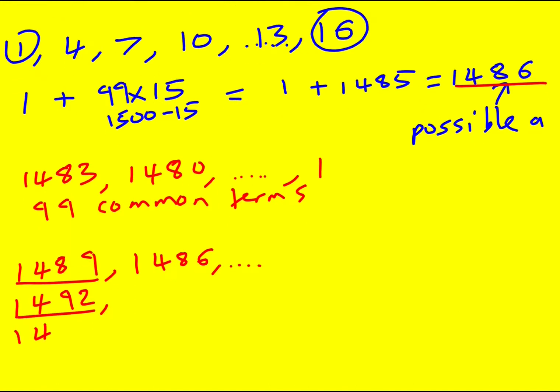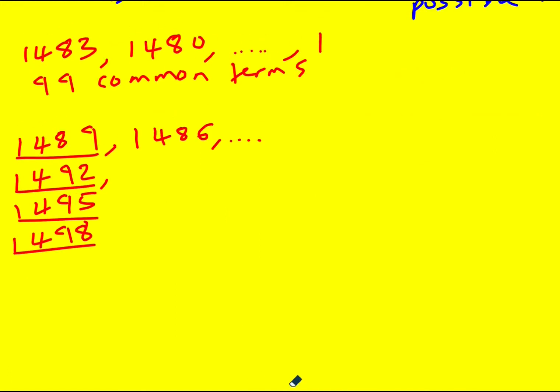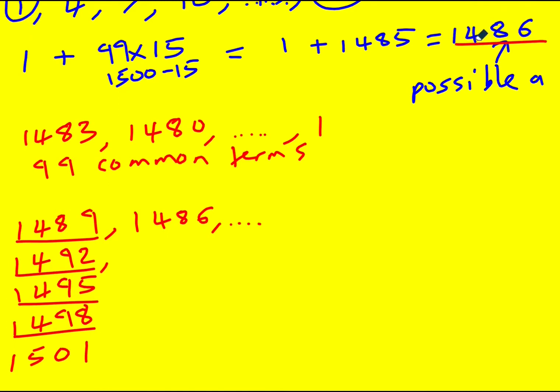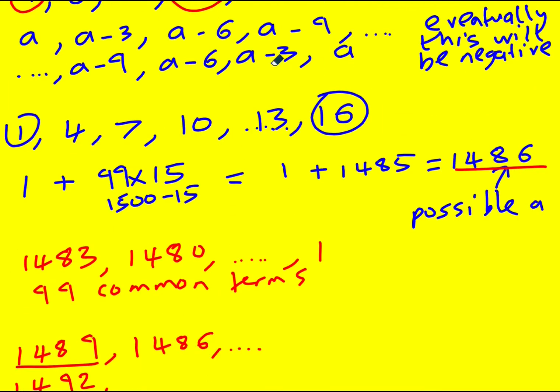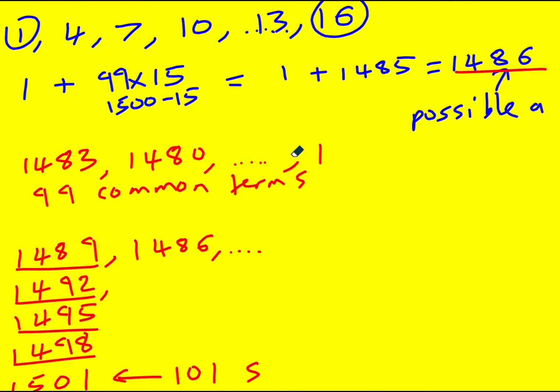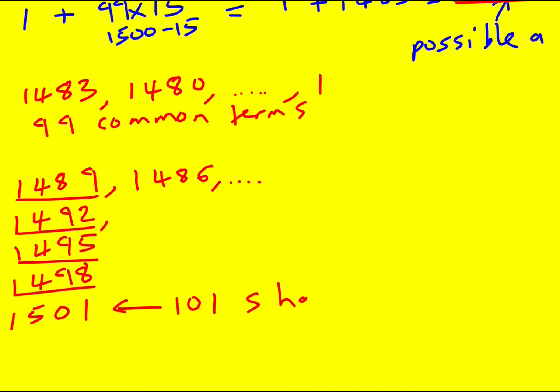And I'm going to keep going until I've got to 15 more than 1486. So 1495, 1498, and then it would be 1501. But at this point, that is 15 more. And so I would actually get 101 shared terms because this would be in the other sequence as well. Remember, because it either has to end in a 1 or a 6. So I reject that one.